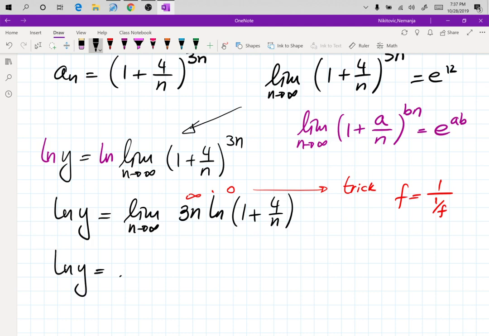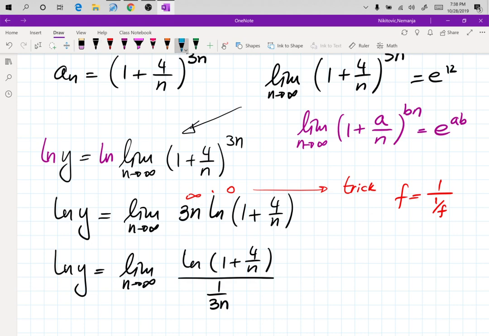So ln y is equal to the limit as n goes to infinity of ln of 1 plus 4 over n, which stays in the numerator, and then 1 over 3n is shipped into the denominator. Actually, I can kick this 3 all the way in front of the limit so I don't have to drag it with me. It's just convenience and laziness.